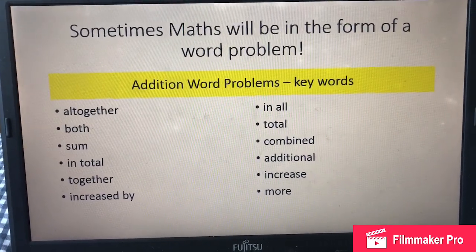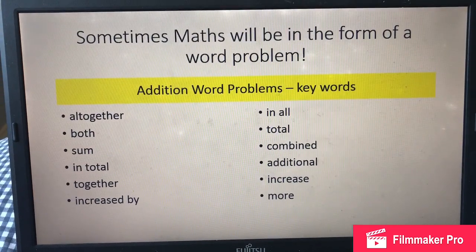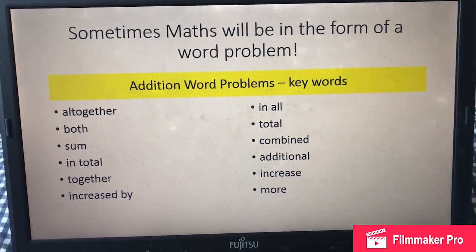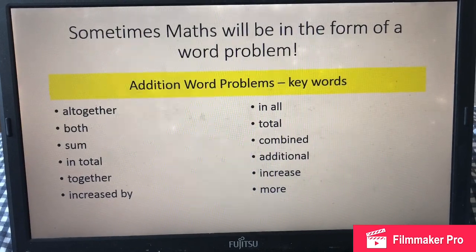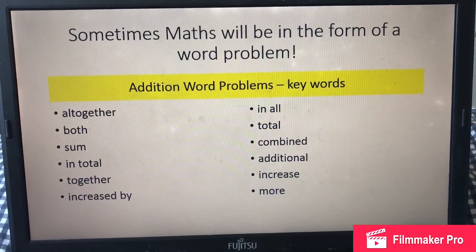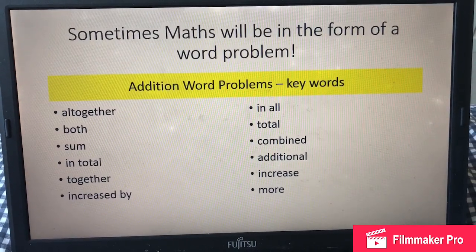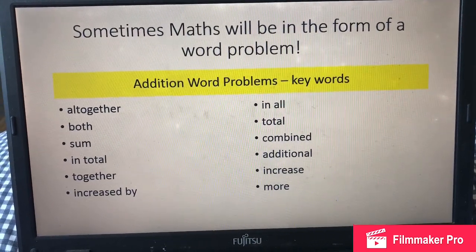Now you will have a sheet as well that your parents can download from the website, and loads of these keywords will also be on that sheet. So don't worry, once this has gone off the screen, there is still a piece of paper that has all of these key words in.